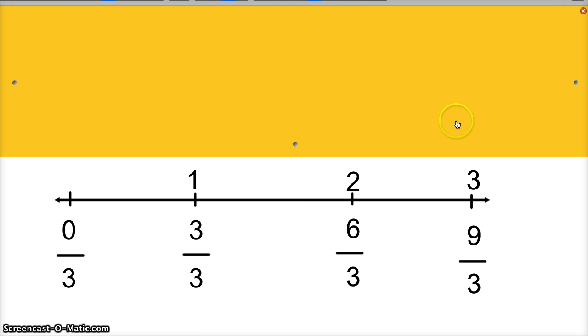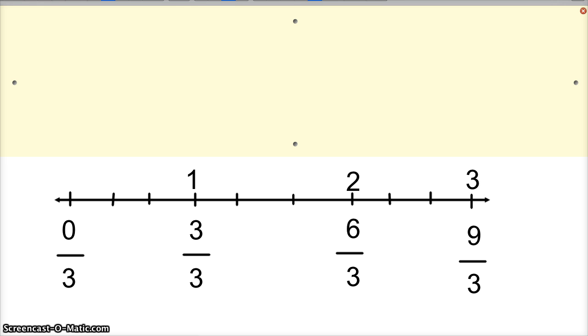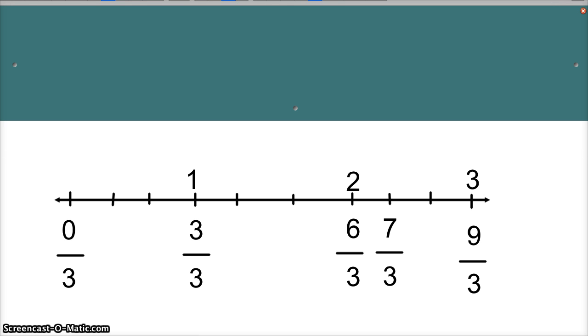Okay, with each of these chunks, I want you to split it into 3 more chunks. So there should be 1, 2, 3, 4, 5, 6, 7, 8, 9 chunks. Go ahead and mark those lines now. So you would end up with something that looks like this. Now the next thing I want you to do is mark the point 7/3. So just put a dot there, label it 7/3. And that is where 7/3 is, right after 6/3.